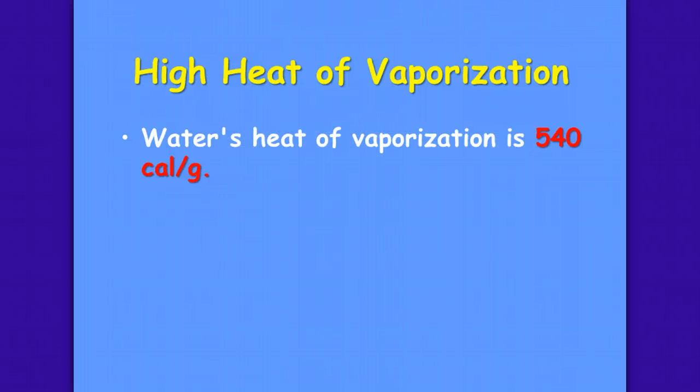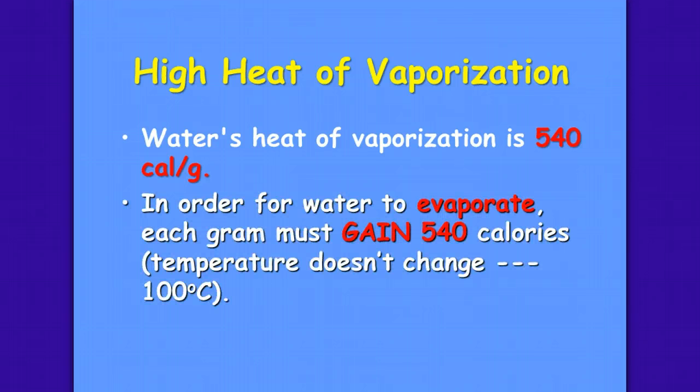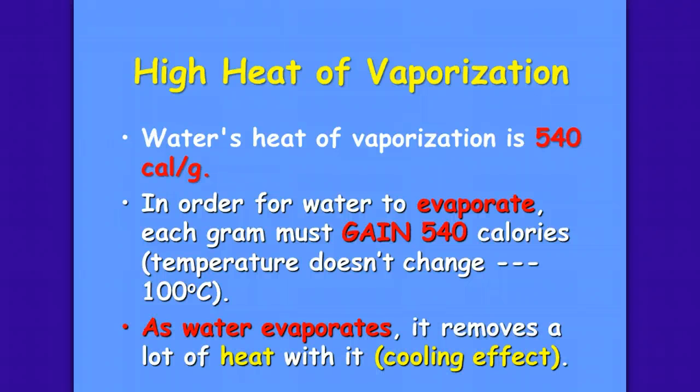Water's heat of vaporization is 540 calories per gram of water. In order for water to evaporate, each gram must gain 540 calories. The temperature itself doesn't change. It still remains at 100 degrees Celsius. But as the water evaporates, it removes a lot of heat with that cooling effect, like I was saying with perspiration.